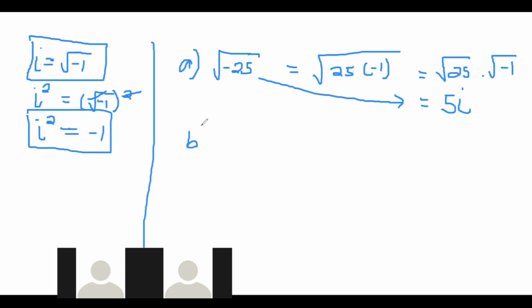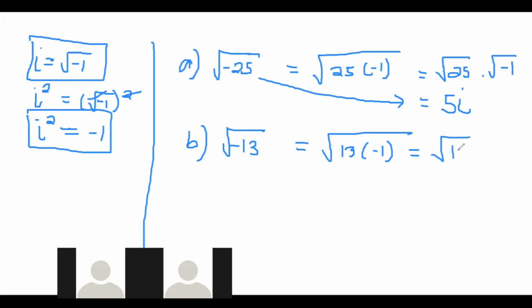Now let's proceed with letter B. The square root of -13. How are we going to solve this? Any idea? What is your answer? Okay, yes, Chauncy, correct. We're going to factor out -1 from -13. So that's going to be the square root of 13 times negative 1.